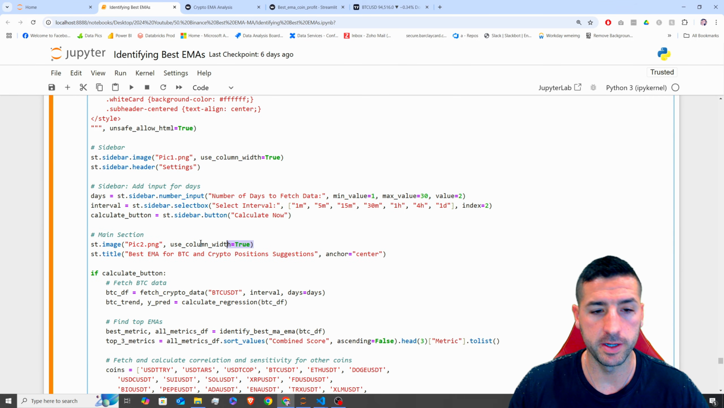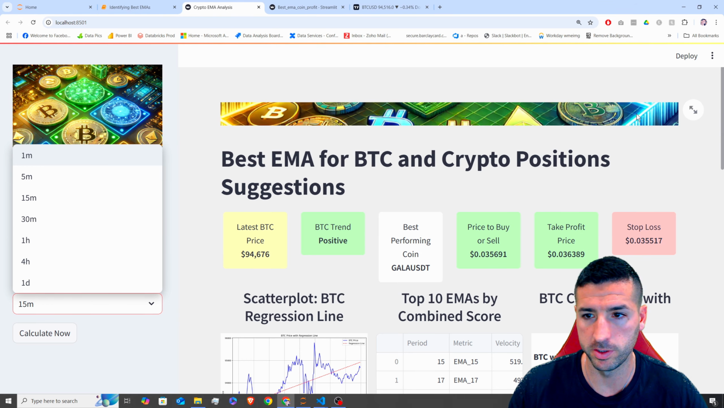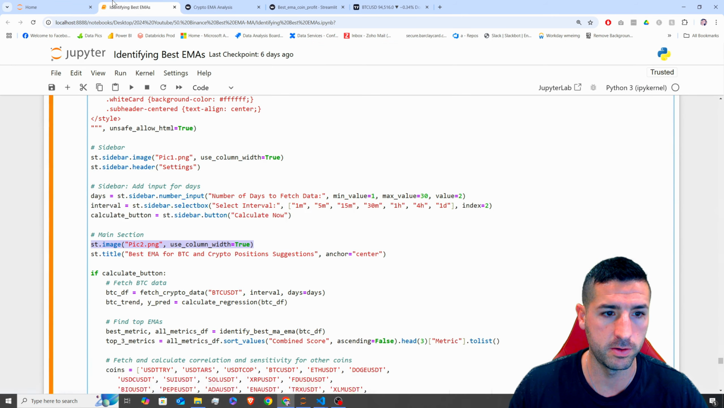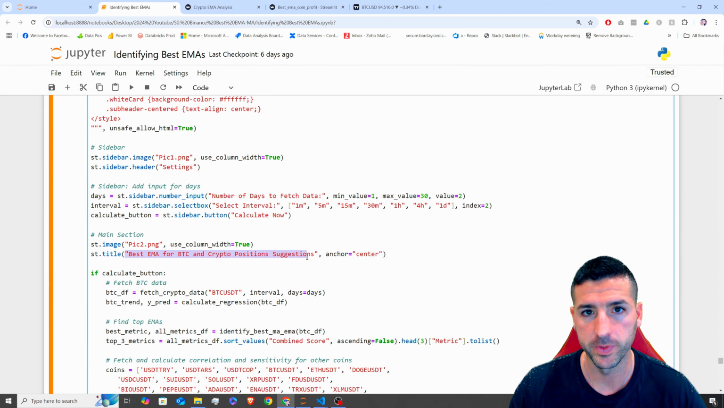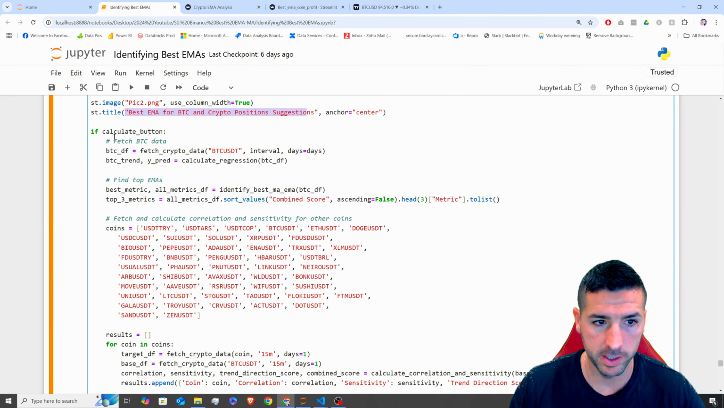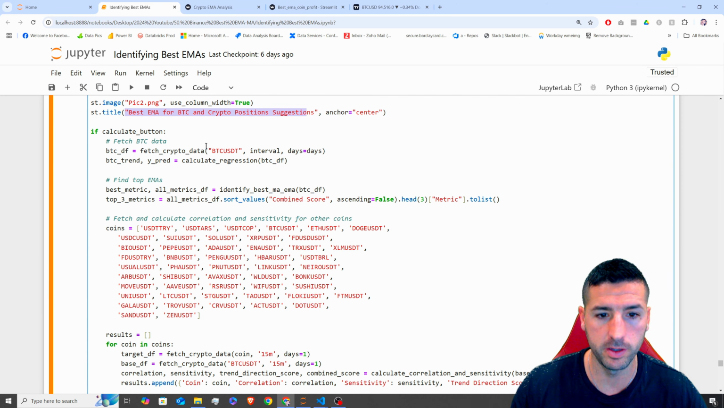Next, we are adding an image in the main page, which is this image you see over here, and a title, which is this title over here. Now, if somebody clicks the calculate button, then we are going to start running all of our functions.